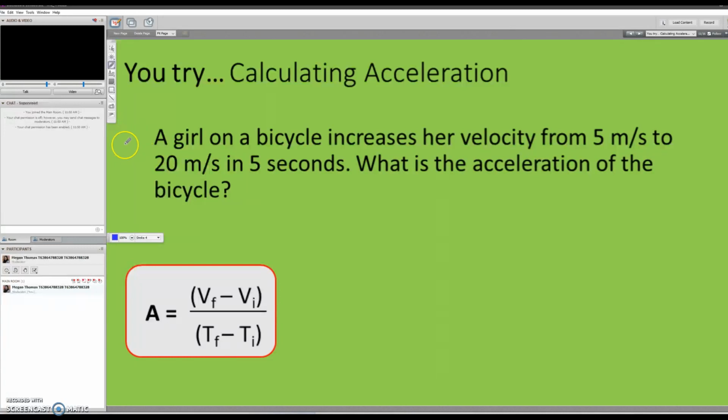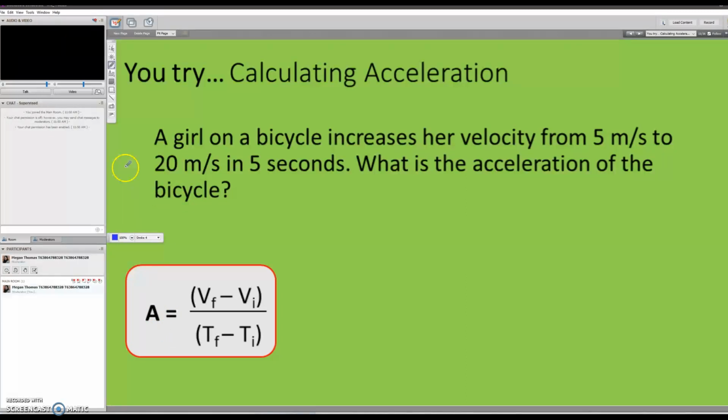So here is our example. A girl on a bicycle increases her velocity from 5 meters per second to 20 meters per second in 5 seconds. What is the acceleration of the bicycle? So it's asking you to consider, with the information that you are given about her velocity and time that's gone by, what is her acceleration as she increases her velocity?